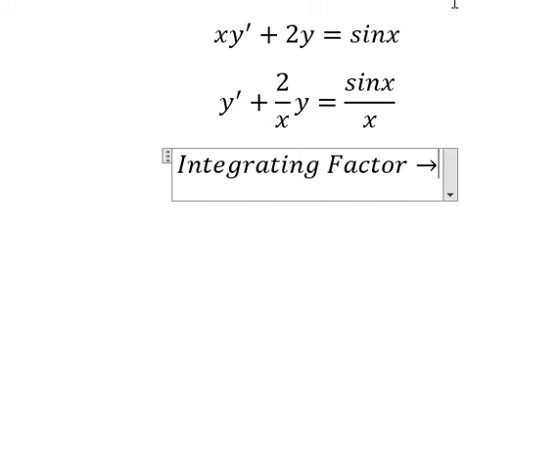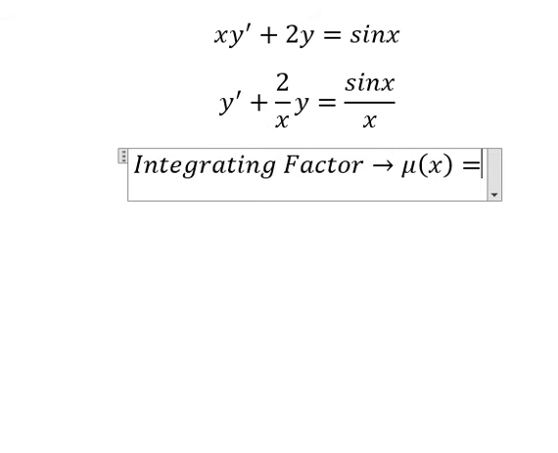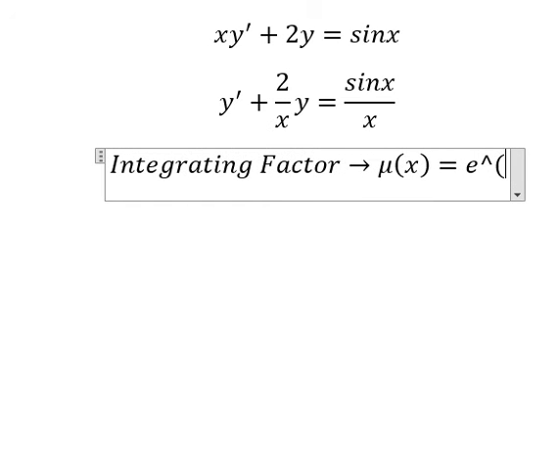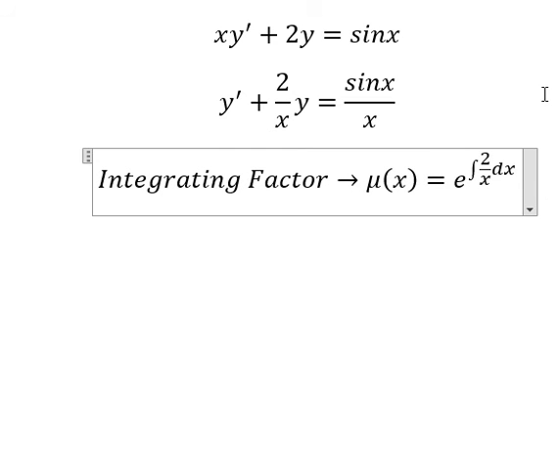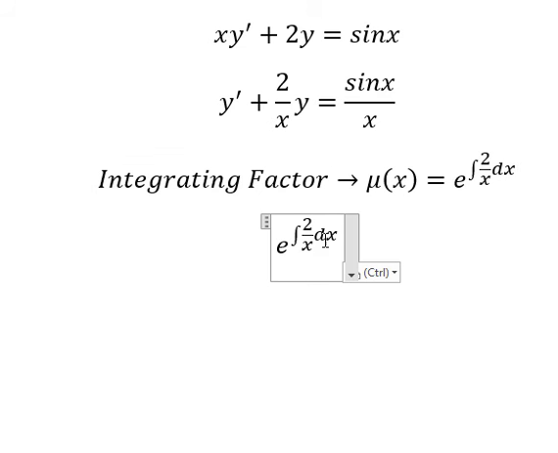So we need to use mu of s equals e to the power of the integration of 2 over s ds. The integration of this one, we will have 2 ln s.